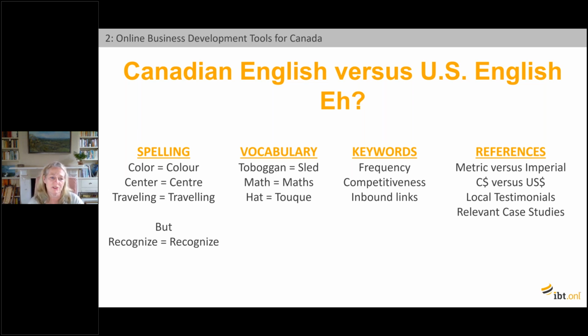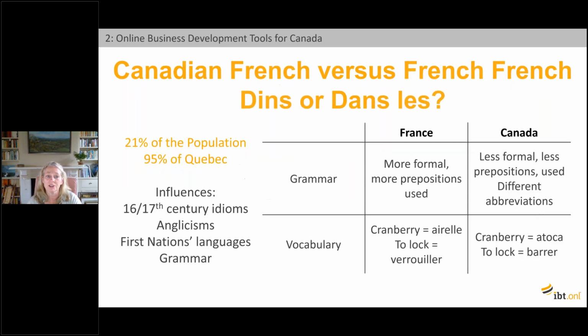Also references: obviously it's metric versus the imperial that you have in the United States, and Canadian dollars. Most of all, I think what's important is to make sure that your buyer personas in Canada find themselves right away on that Canadian website. So have local testimonials and relevant case studies for Canadians. So that's what it is in English.